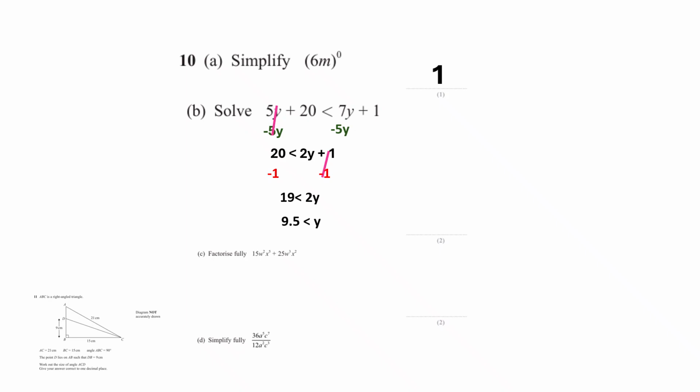How did I get the 9.5? I divided 19 by 2 and that's it. We finished. This is 2 marks.